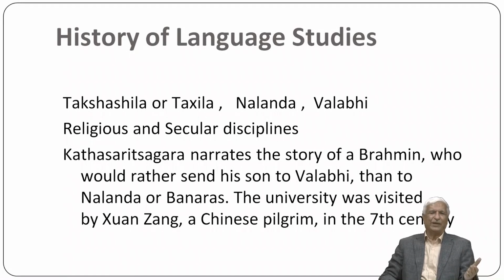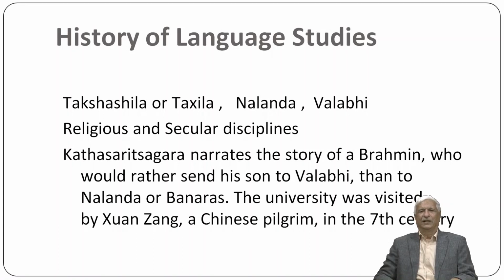universities. There is the most famous fictional narrative epitome called Katha Sarit Sagara. And Katha Sarit Sagara narrates the story of a Brahmin who would rather send his son to Vallabhi than to Nalanda or Banaras. The university, Vallabhi University, as I said, existed in Gujarat. It attracted scholars from across the world, and the Chinese scholar Huan Sang, who came here in the latter half of 7th century AD, has written in detail, he has given an account of how 6,000 scholars lived in Vallabhi in different monasteries.